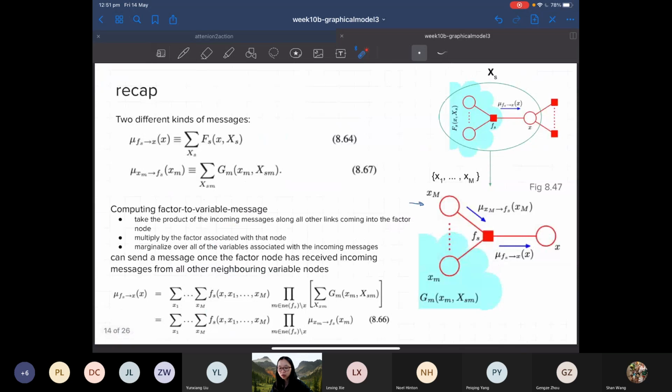So that's it. Right, so this is what it's saying here. In order to compute a factor to variable message, we take the product of incoming messages along all the other links into the factor node, multiply by the factor itself, and marginalize over all the variables associated with the incoming messages.